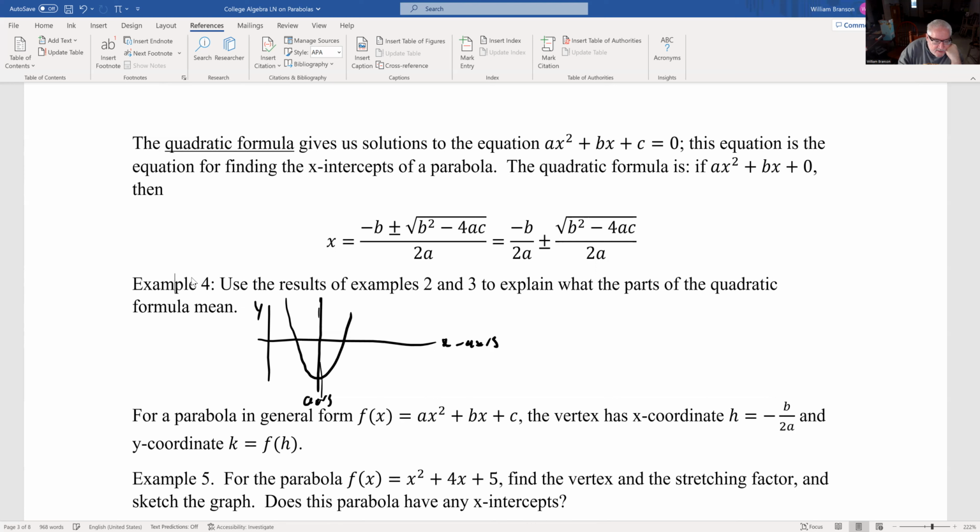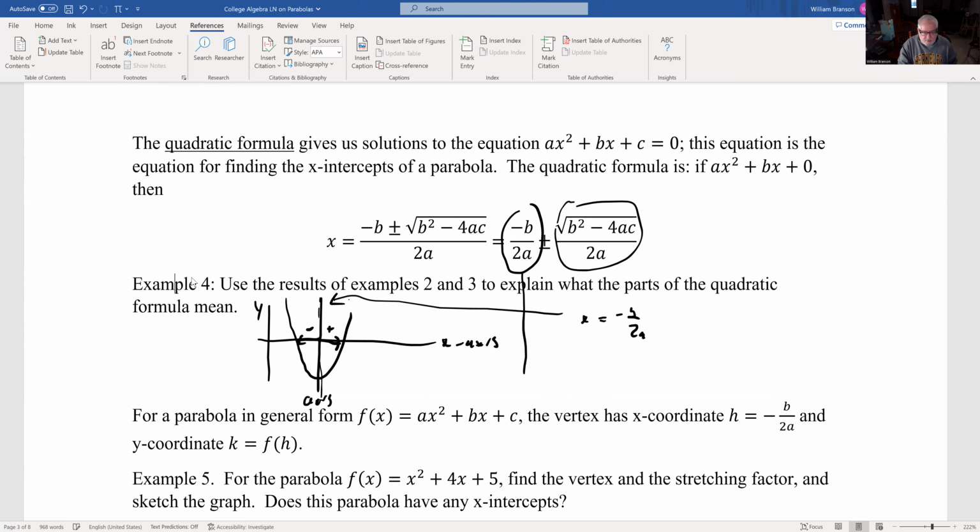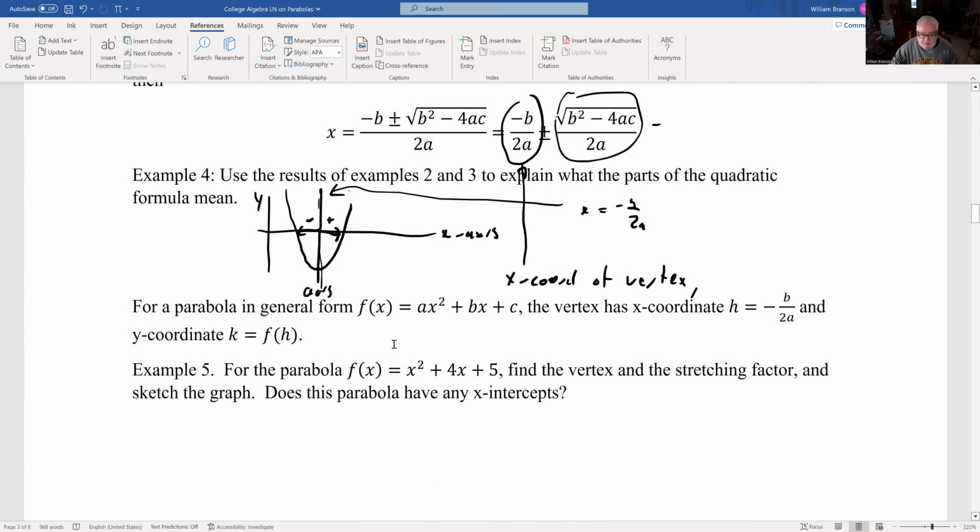Well, this line is x equals minus b over 2a. That's this part of the quadratic formula. And then you go a certain distance right and left, so you're adding and subtracting this thing. So this is the x-coordinate of the vertex. And then this part here is where you're going left or right to find the intersection. So the vertex has x-coordinate h and y-coordinate f of h.